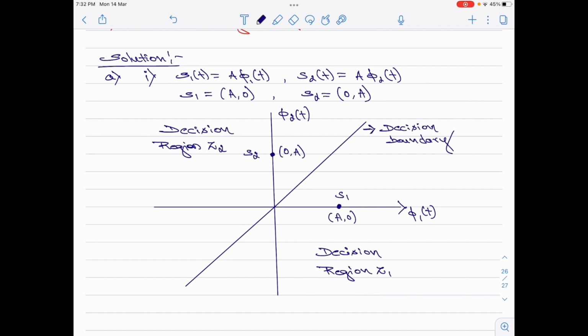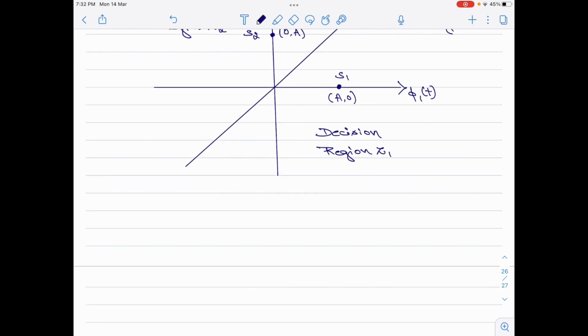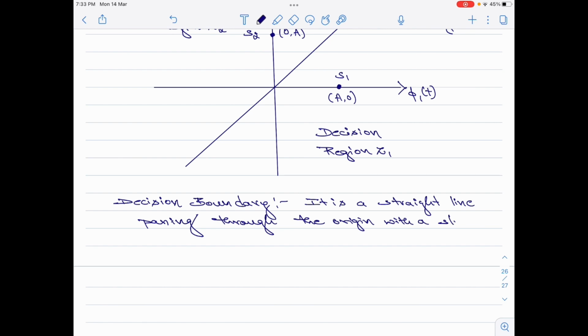Therefore, the decision boundary is simply a hyperplane that passes through the origin with a slope equal to 1. Therefore, now I can write the decision boundary as, it is a straight line passing through the origin with a slope equal to plus 1. Right, this is the decision boundary for case 1.